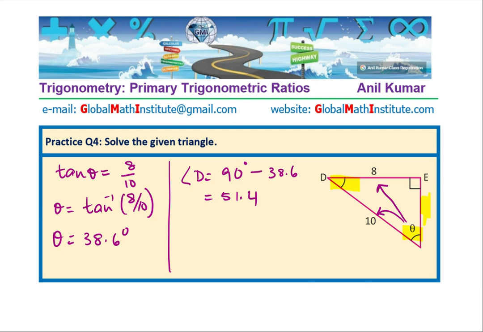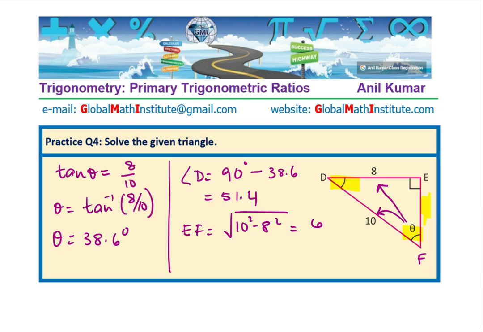Once we get the angle, we have to find the side. Let's say this point is F, D to F, right? Now D to F you could find using Pythagorean theorem, right? So EF is equal to square root of 10 square minus 8 square. This is one way of doing it, which is definitely 36 and 6, right?